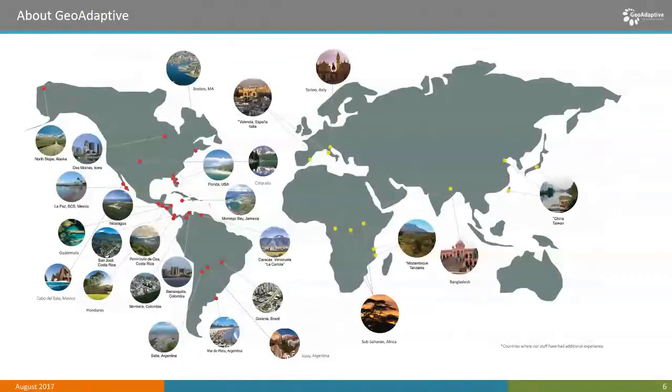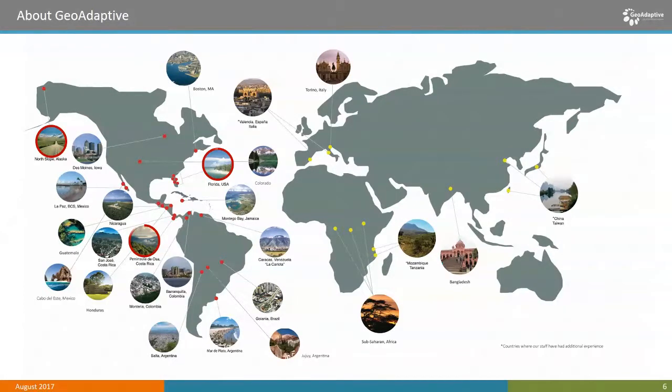So this map shows a wide range of different projects that we've worked on. Some of those in Europe and Asia were before the company was formed, but completed by the principal here. I've worked on many of the ones in Latin America and the Caribbean, and I'll just show you the locations of the few that we're going to talk about today, specifically one in Florida, looking at the Florida Keys, one on the North Slope of Alaska, and one looking at the Osa Peninsula in Costa Rica.